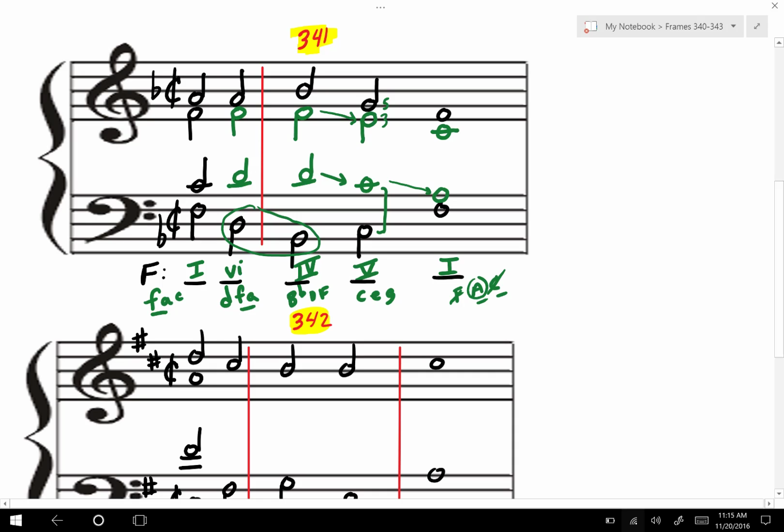And I think what happened is my bar line got erased. I think there's supposed to be a bar line there. And that's how you would complete frame 341.